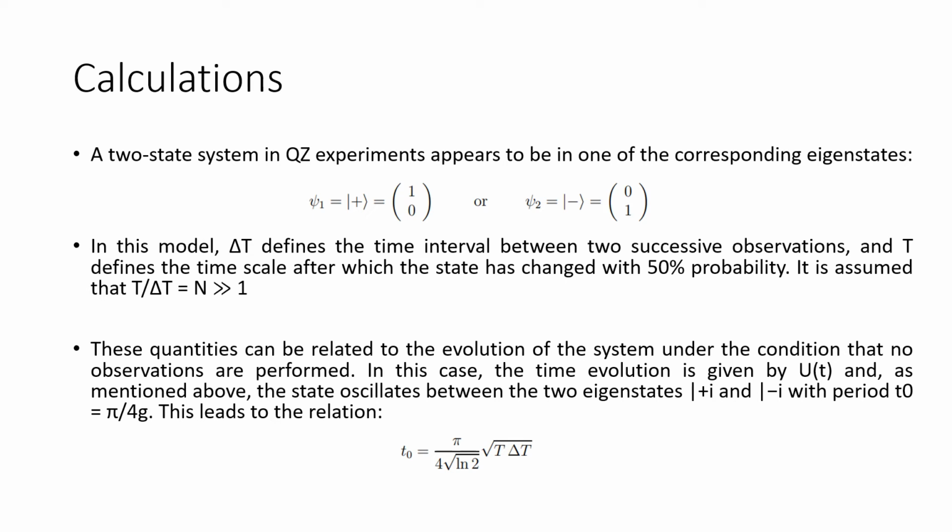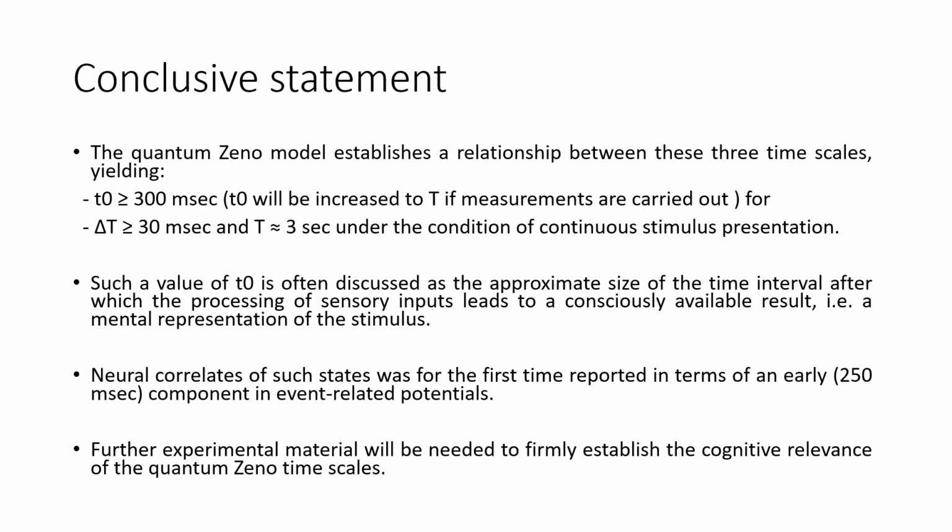These quantities can be related to the evolution of the system under the condition that no observations are performed. In this case, the time evolution is given by U(t), which is the time-dependent equation of evolution of states, and as mentioned above, the state oscillates between the two eigenstates with a period of T naught equals pi by 4g. This leads to the relation as can be seen in the given equation by preceding calculations.